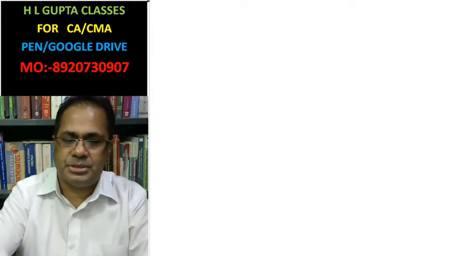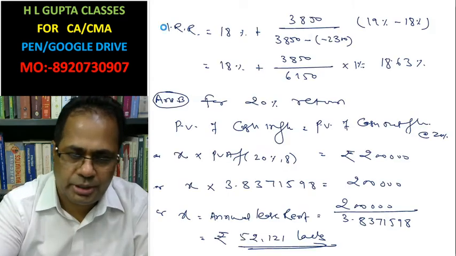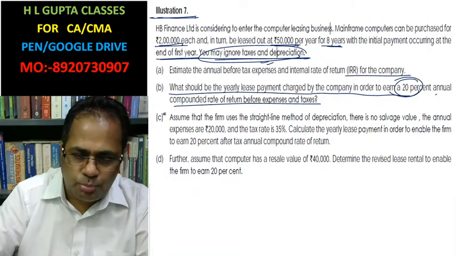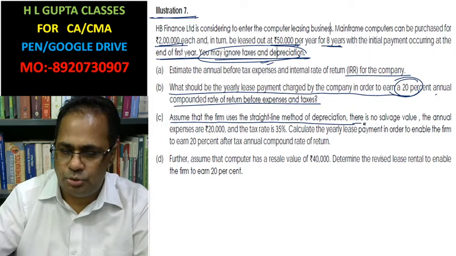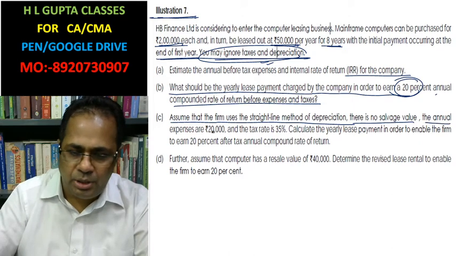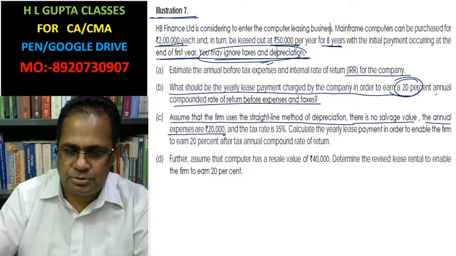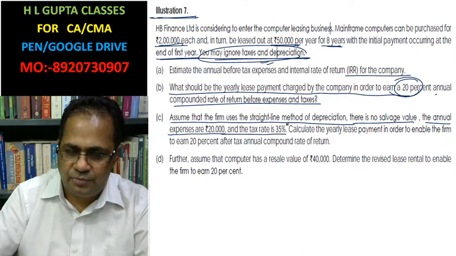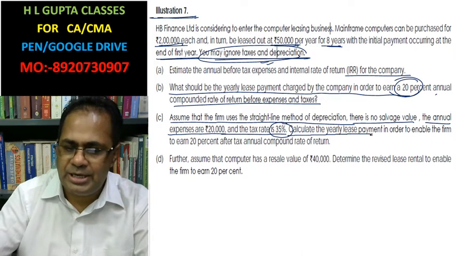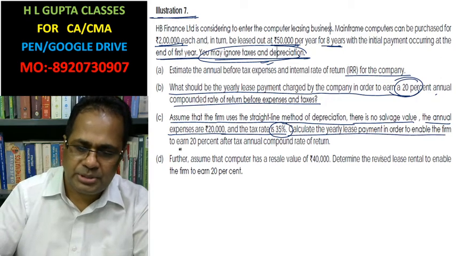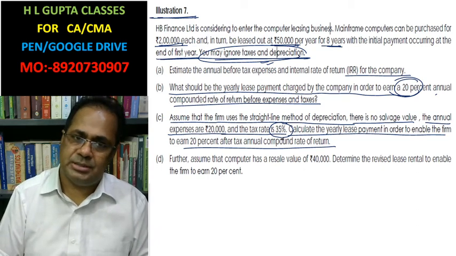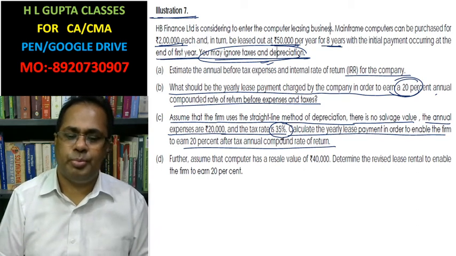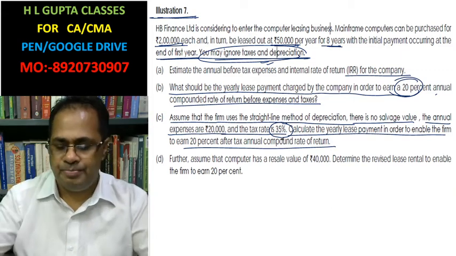Now, the answer of part C. Look at the question here. Assume that the firm uses the straight line method of depreciation. There is no salvage value. The annual expenses are rupees 20,000 and the tax rate is 35%. Calculate the yearly lease payments in order to form a 20% return. In this case, the lessor is able to charge depreciation, and you need to calculate cash inflow because expenditure is also incurred.